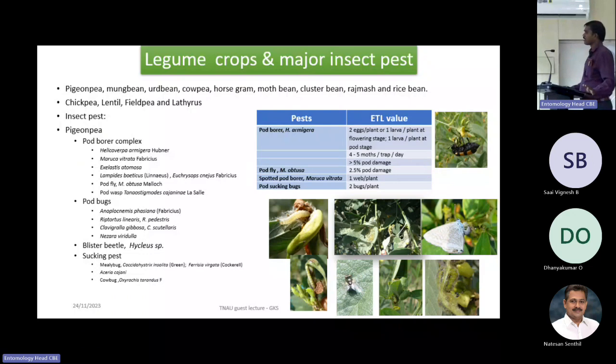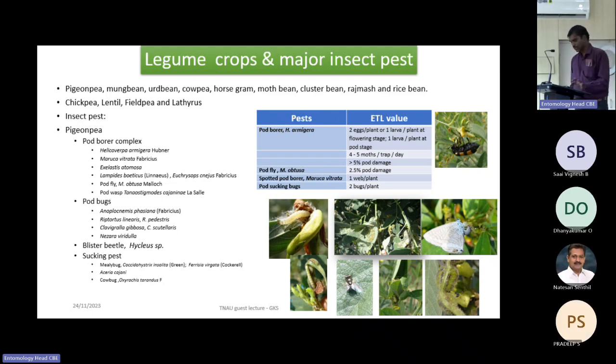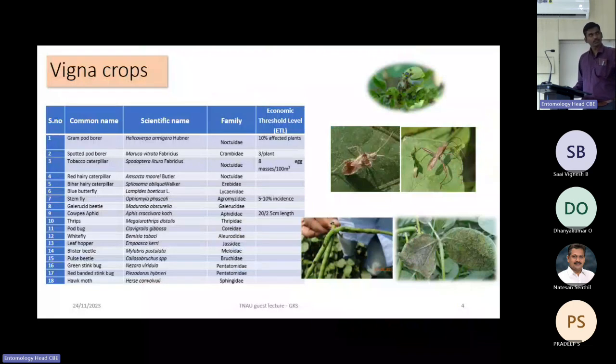So coming to the first, I have told PGNP. For PGNP, we divide the insect pests first into 3 major divisions. The pod borer complex, you all know, includes gram pod borer, Helicoverpa, then spotted pod borer, then blue moth, blue butterfly, whatever you call it, which infests the PGNP pods. Pod fly, which is emerging as a major threat throughout India. Then pod bugs. So this is the case of PGNP.